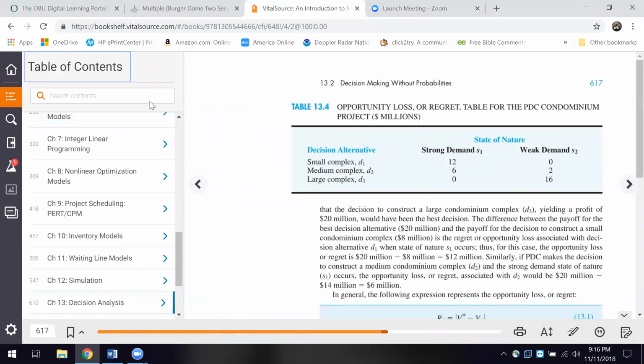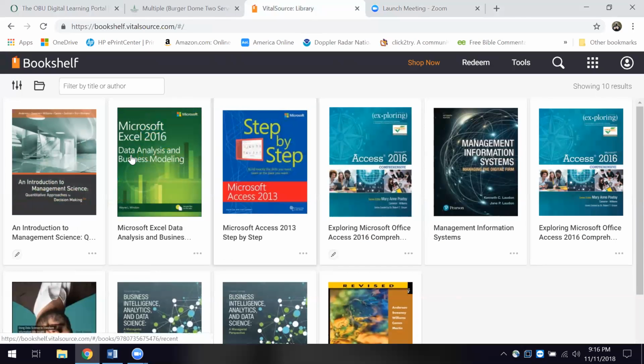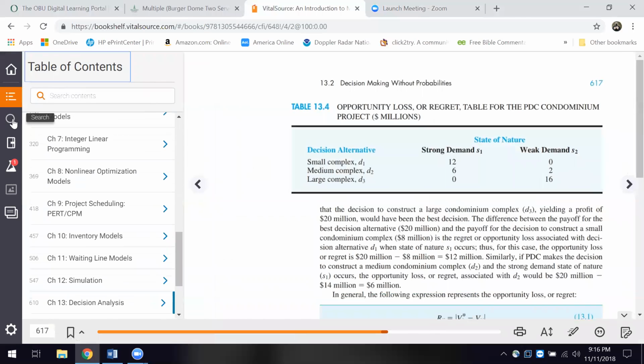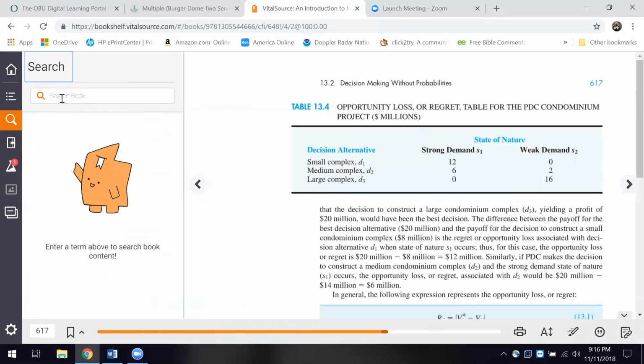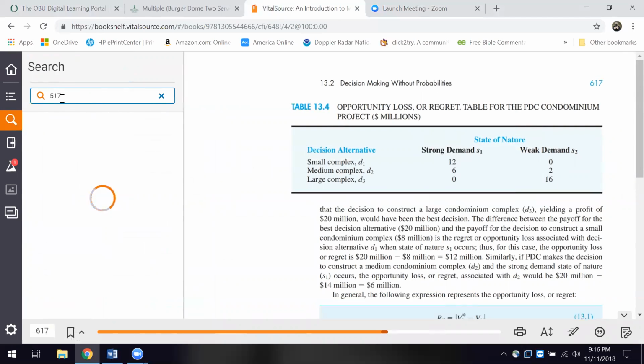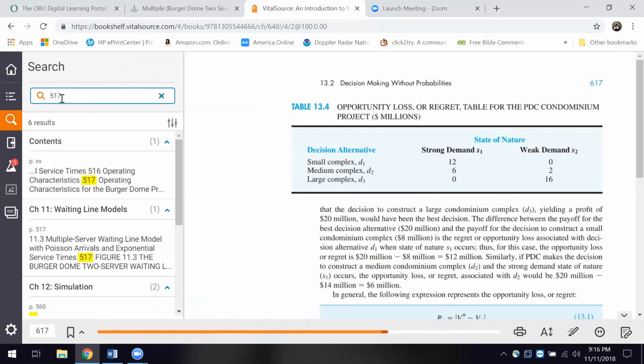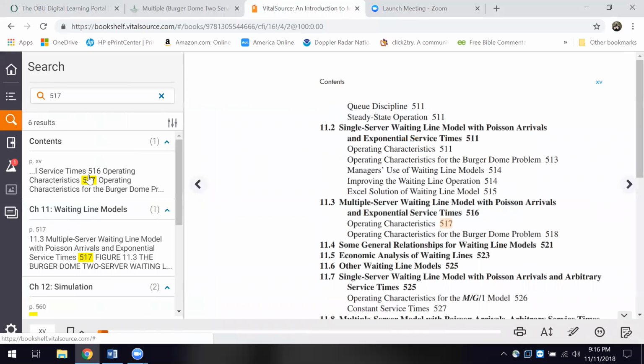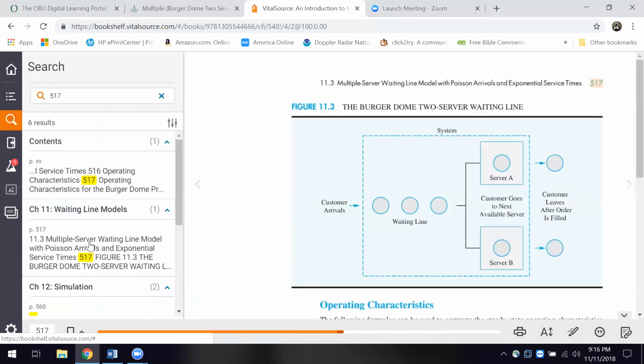So we'll go to Vital Source and we'll grab the textbook. Okay. And look here at page, and I'll go back in, search the book, and I'm going to look for page 517. Okay. And it gets us over here to the operating characteristics issues. There we go. The Burger Dome case, again, we were studying waiting line or queuing theory. I provided you a lot of resources on that.